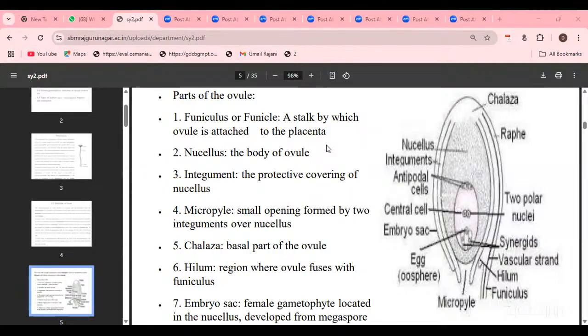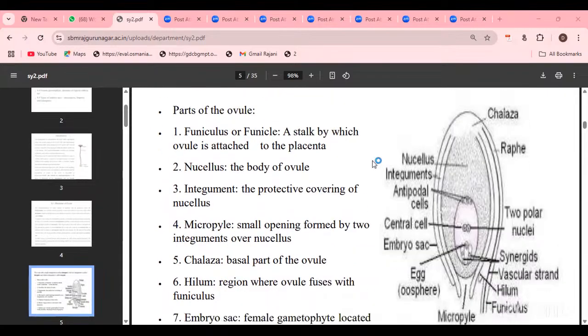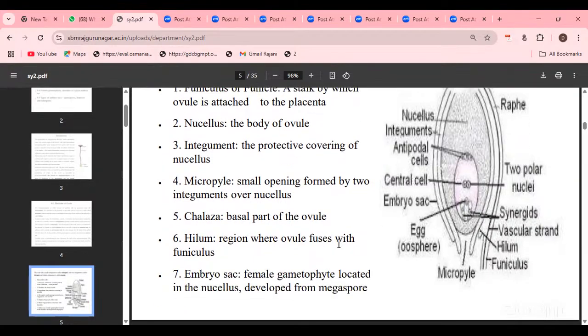This is the micropyle, a small opening, with two integuments over the nucellus. Chalaza part. See, this one is the chalaza. The basal portion of the ovule is called the chalaza. And the hilum, this one is the hilum, the region where the ovule fuses with the funicle.